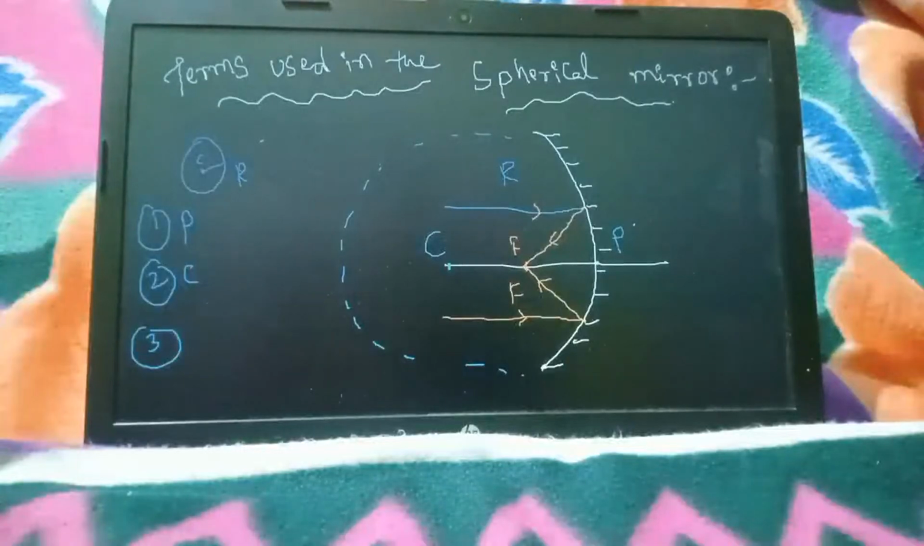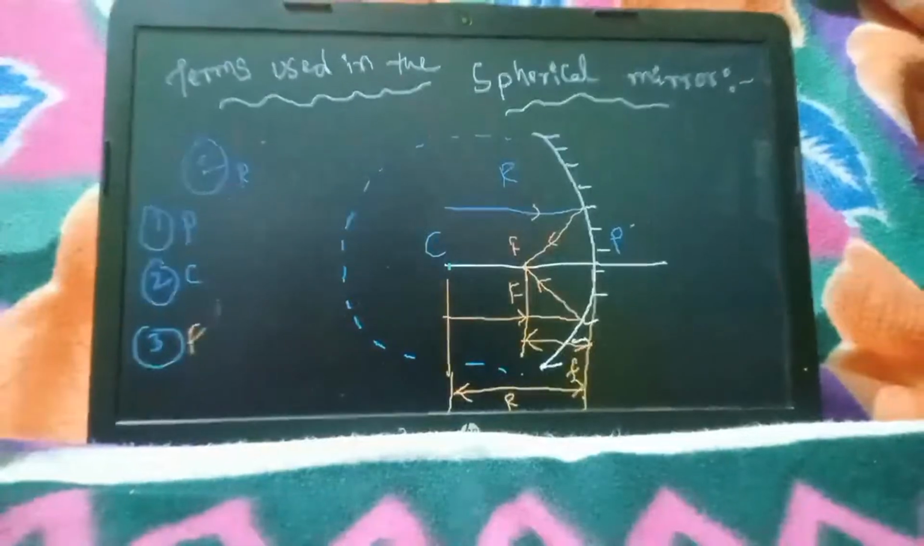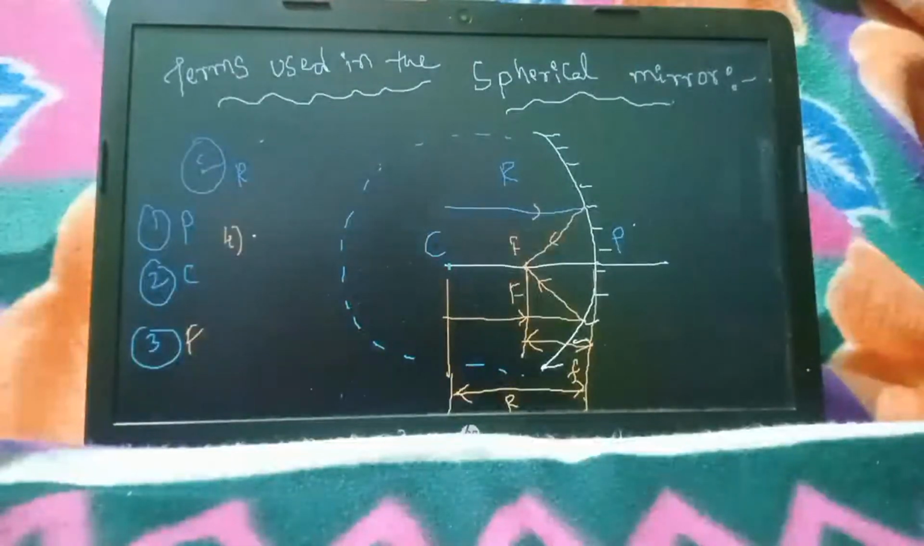So this is the pole, focus, and center of curvature. The distance from the center of curvature to the pole is called radius of curvature. And focus to pole is called focal length. This is the focus, F. From focus to pole is called focal length, small f. So focus we discussed, and the fourth one is focal length, f.